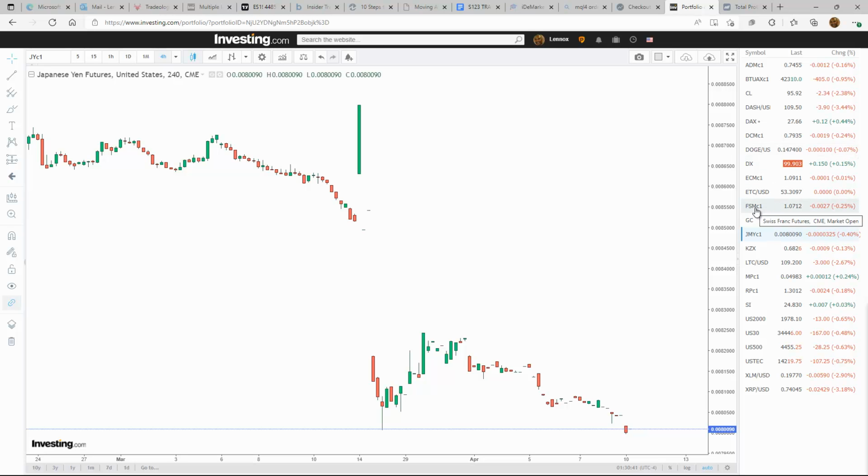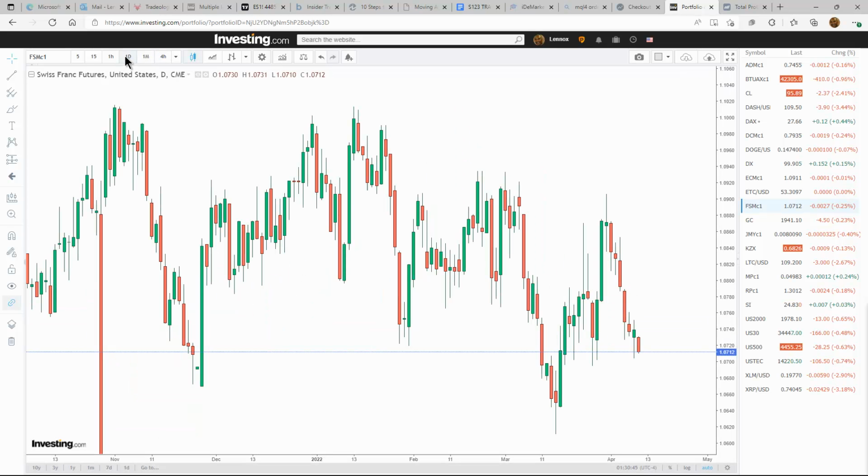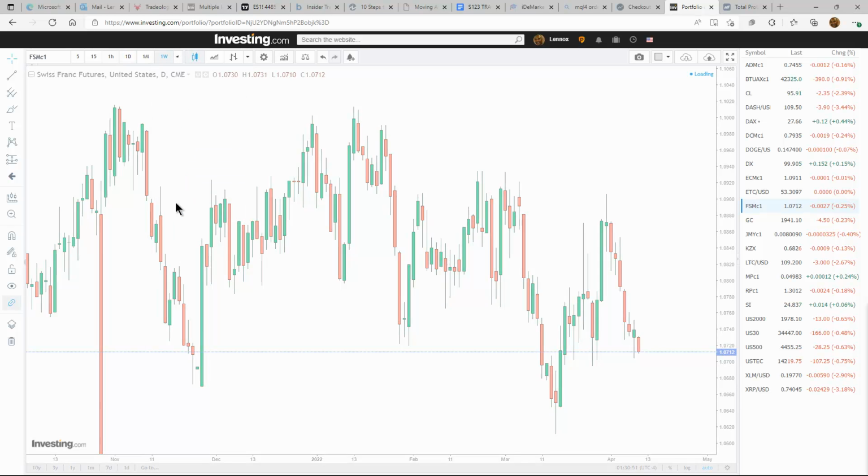The last one was the Swiss franc. Take a look at the Swiss franc. Also, I'll go up to the daily. It's been a turbulent affair. I'm going to go to the weekly, and we'll see that even more clearly.